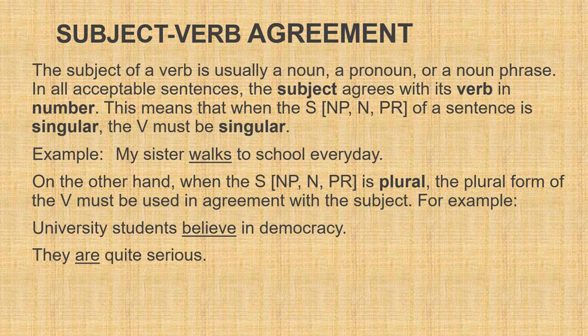So, in all acceptable sentences, the subject agrees with its verb in number, that is, whether singular or plural. This means that when the subject of a sentence is singular, the verb must be singular. Here is an example: My sister walks to school every day. My sister is a singular subject, a noun phrase that is singular, and so the verb walks must indicate the singularity of the subject. And so you have the sentence, my sister walks to school every day.